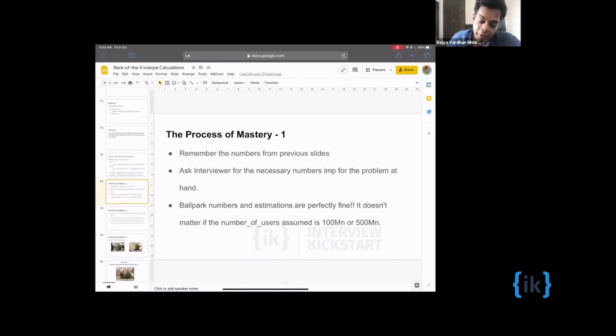And if the interviewer does not give you a number, then assume some number and validate. Okay, Mr. Interviewer, I think that 200 million sounds like a good number to me. What do you think? Then they can course correct you if they think that you are not in the vicinity of correctness.